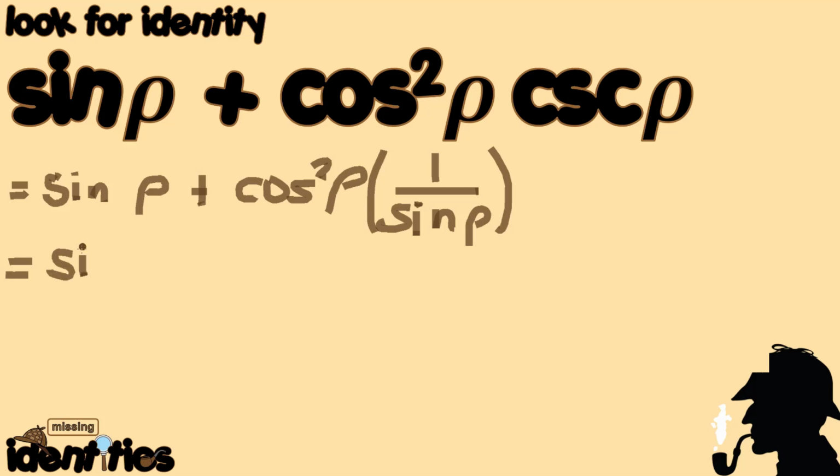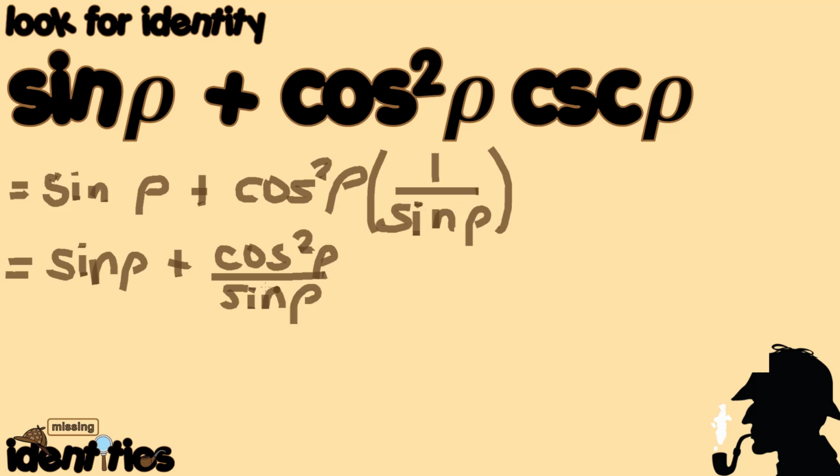You will have sine of rho plus you have your rational expression, cosine squared of rho over sine rho. Here we have a rational expression with this identity here. We know that this is actually over 1 and the goal here is to combine them into one expression. So our LCD here, if 1 is automatically with denominator of 1, is just this denominator here. You have sine of rho.